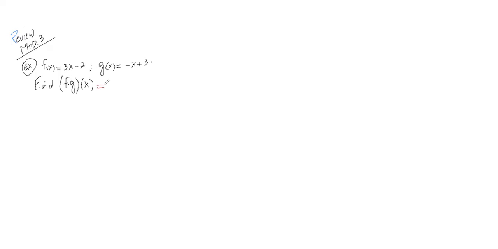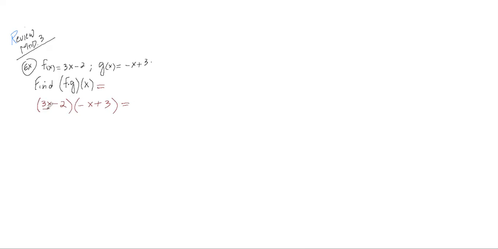All right, so tell me what I should do here, please. We're going to multiply the 3x minus 2 times the negative x plus 3. Correct. So make sure you put both of them in the parentheses. And now you multiply it.